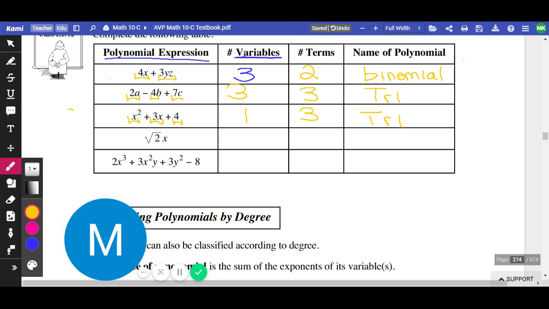Fourth one. There's no additions or subtraction signs. Oh, I got ahead of myself. Number of variables. There's only one variable there, x. Now, we're talking about the number of terms. There's only one term here because there's no addition or subtraction signs. Okay, so that is the full term, meaning one term, meaning it's a monomial.